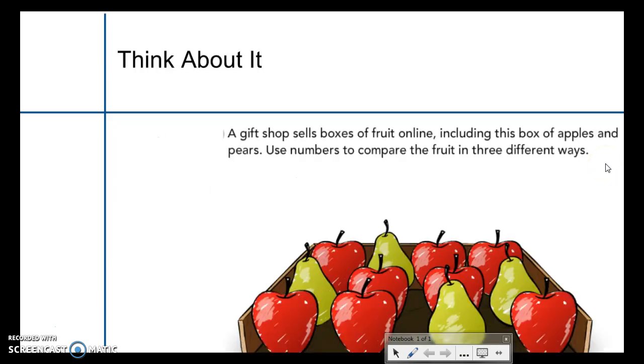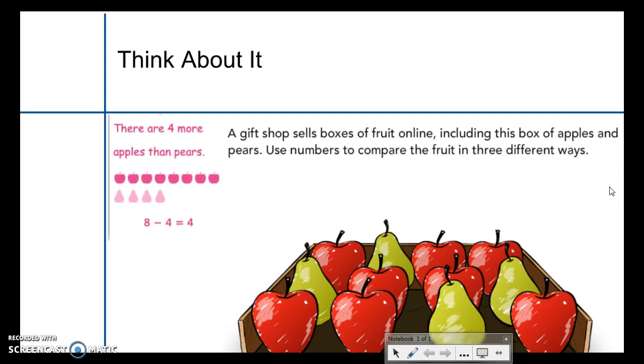So I want you to think about this. You don't have to copy this down. A gift shop sells boxes of fruit online, including this box of apples and pears. Use numbers to compare the fruit in 3 different ways. So as you can see in the basket, there are 4 pears and 8 apples. There are actually more than 3 ways to compare this. We're just going to go over 3 of the ways.